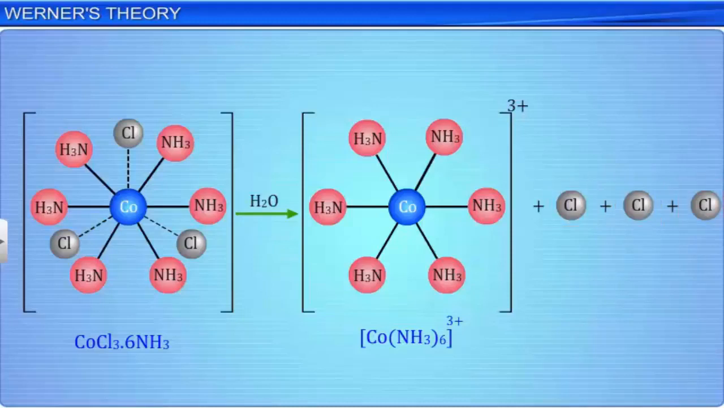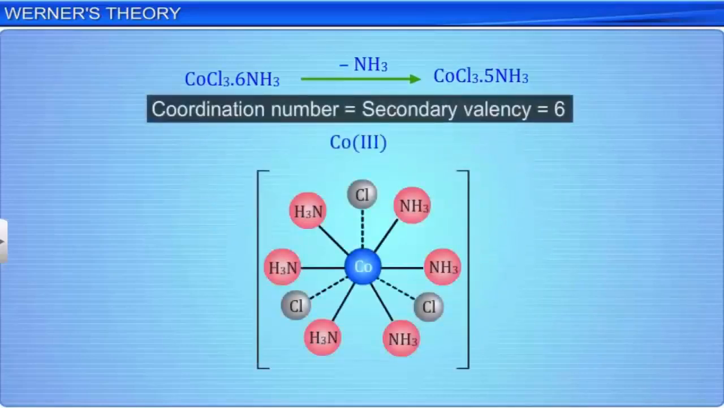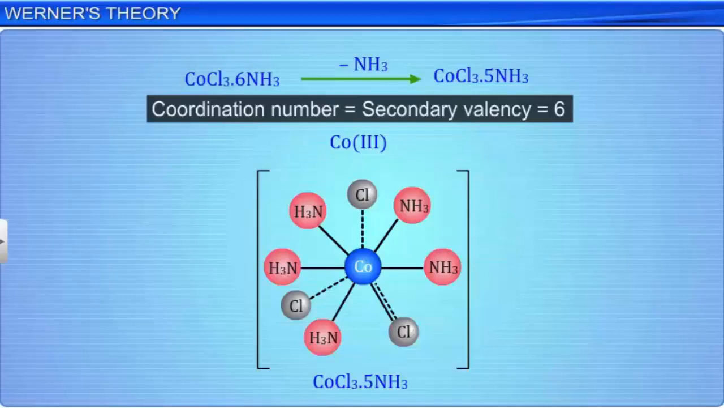Werner deduced that the loss of one ammonia molecule from CoCl3·6NH3 should give CoCl3·5NH3. This complex has only 5 ammonia molecules. Therefore, to satisfy the coordination number of 6 of cobalt, one chloride ion assumes dual behavior. That is, it satisfies the primary as well as the secondary valency of cobalt. In modern terms, the complex can be written as [Co(NH3)5Cl]Cl2.